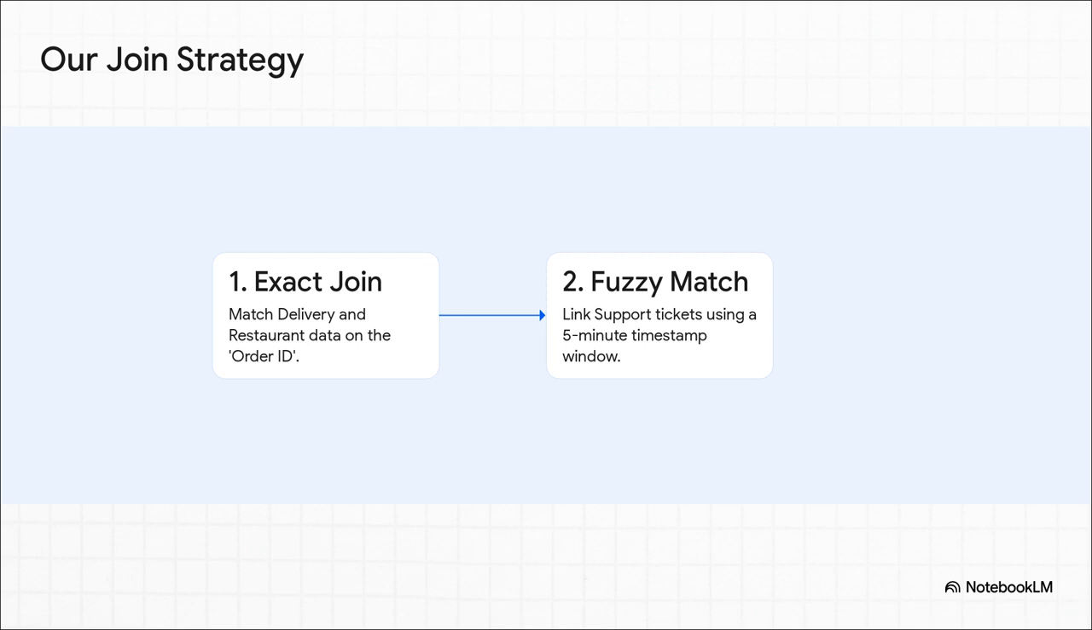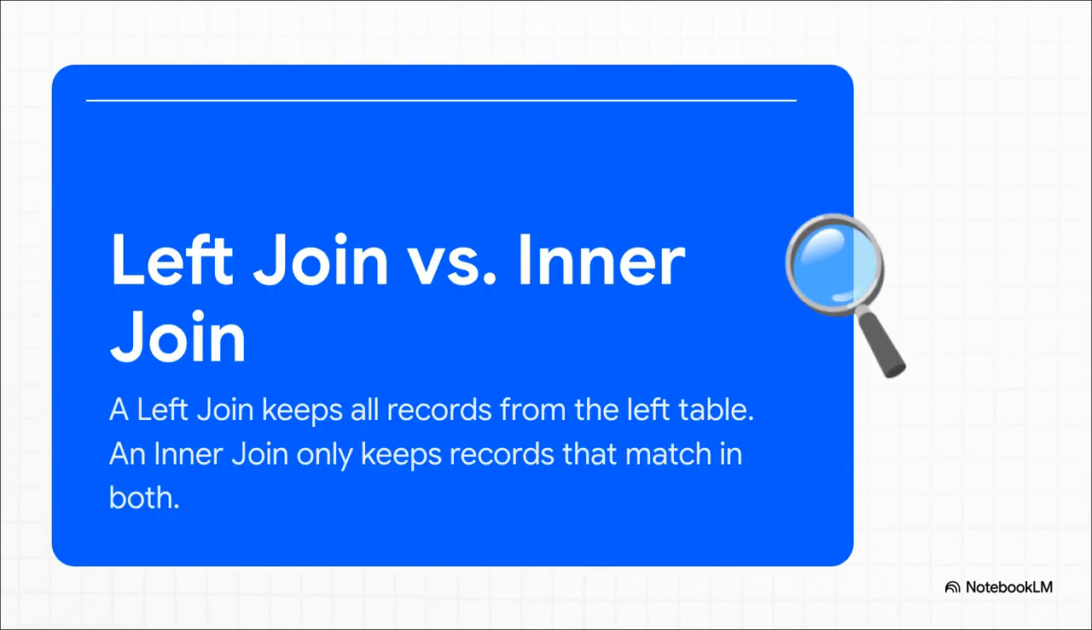Bummer. So for those, we use something called a fuzzy match. We're going to try to link a complaint to an order if their timestamps are within, say, a 5-minute window of each other. Is it perfect? No. But it's a really smart workaround when you don't have a perfect key. Now, whenever you join data, you've got to make a choice. And a really common one is between a left join and an inner join.